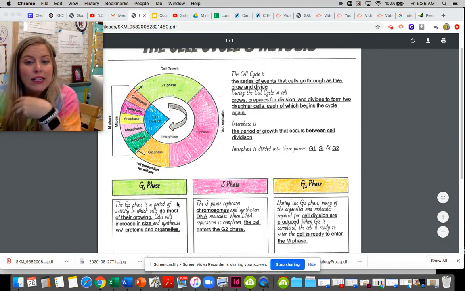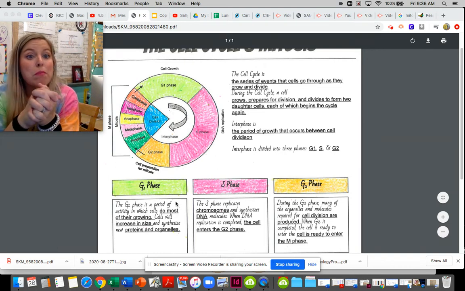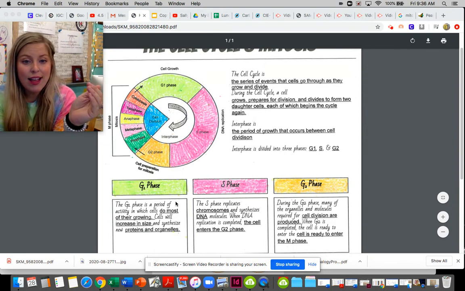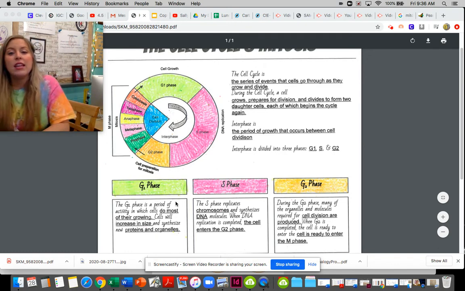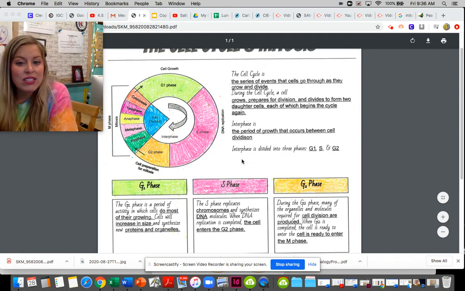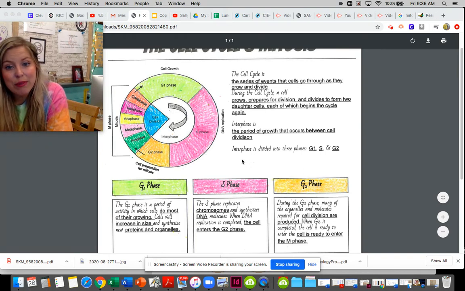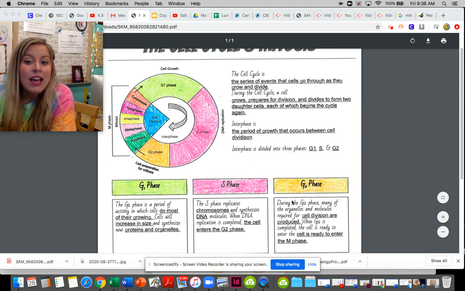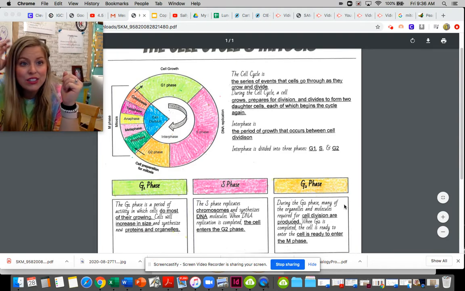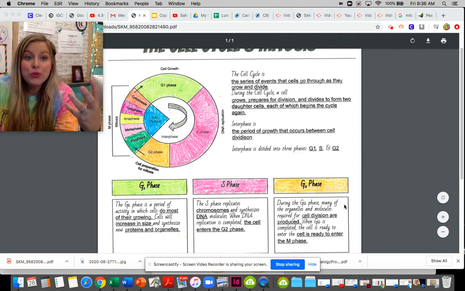This is a phase in which the cells do most of their growing, and cells will increase in size and then synthesize new proteins and new organelles. So it's duplicating everything. Then we can move on into the S phase. The S phase is where we have chromosome replication and DNA synthesis. So once that DNA replication is complete, the cell then enters into the G2 phase. During the G2 phase, many of the organelles and molecules required for cell division are produced, and then when the G2 phase is complete, we say that the cell enters the M phase, or the mitosis phase.